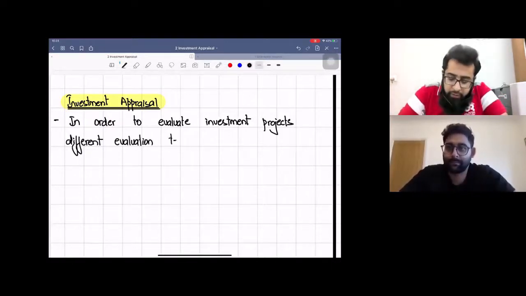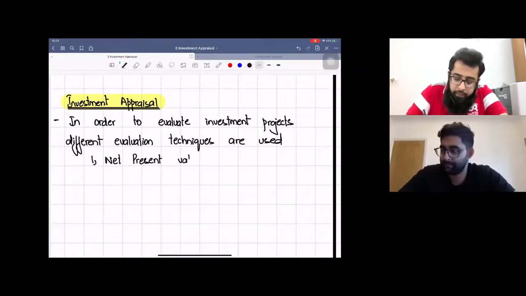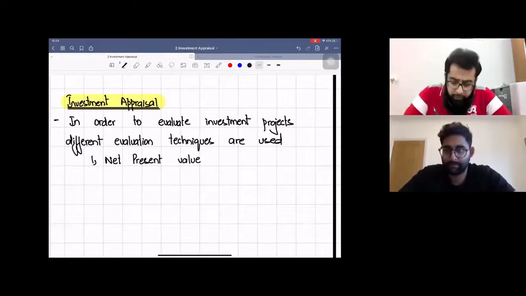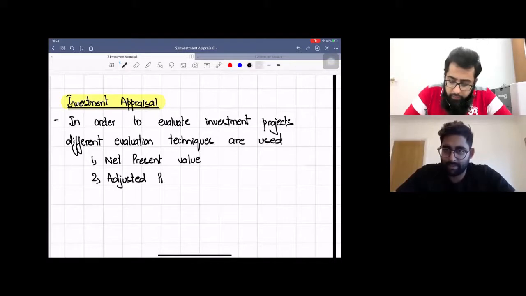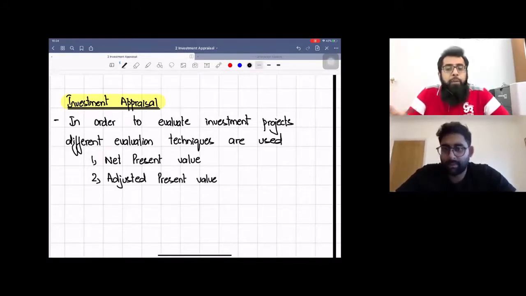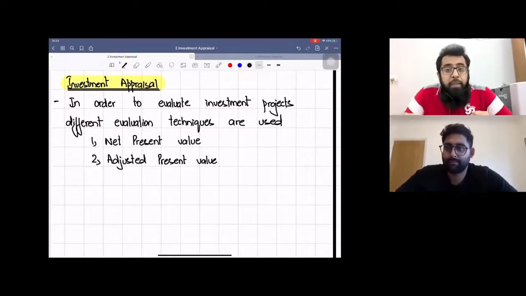Different evaluation techniques are used, like for example, we use net present value technique, NPV technique, basic net present value technique. We use adjusted present value technique. Have you studied adjusted present value in your past exams? I would have done. I just don't remember much. Okay. But I hope that net present value you must remember. That was a very easy technique. But adjusted present value, we make financing adjustments in that.